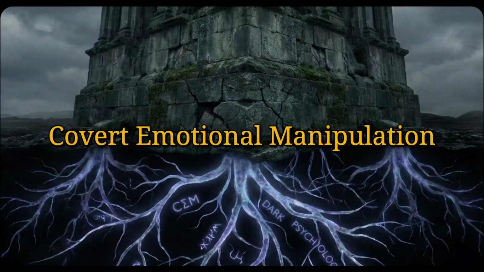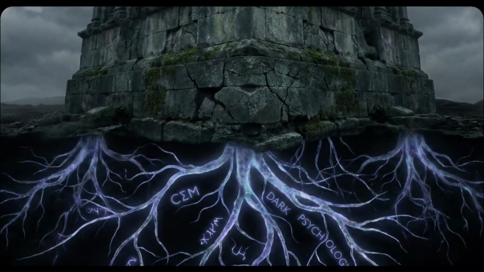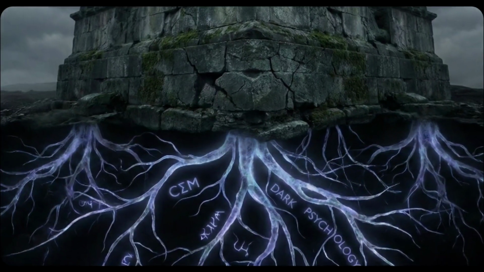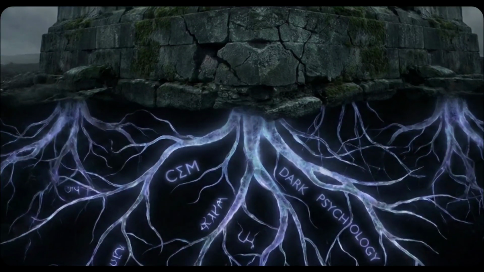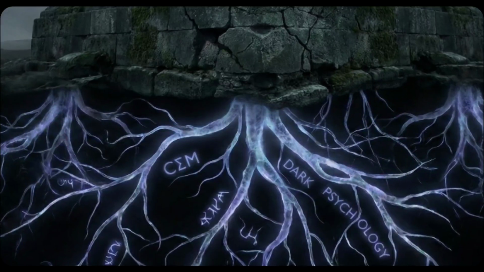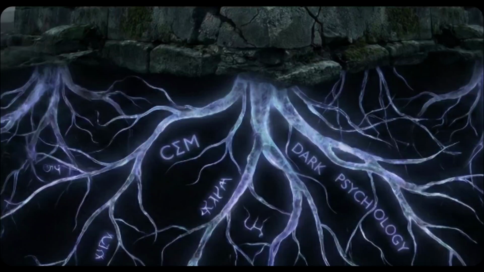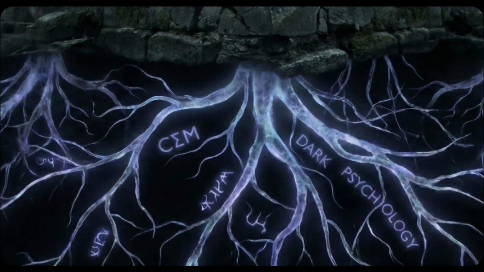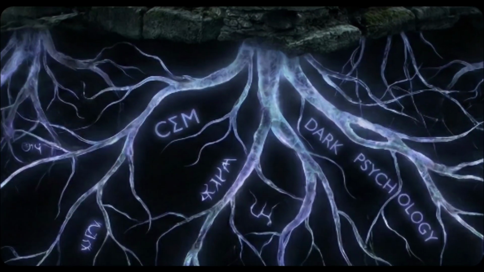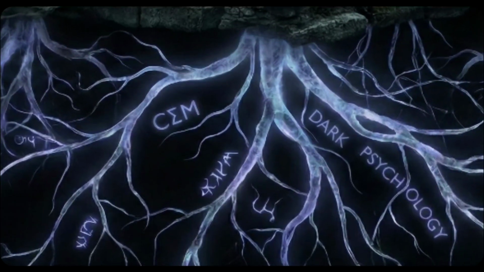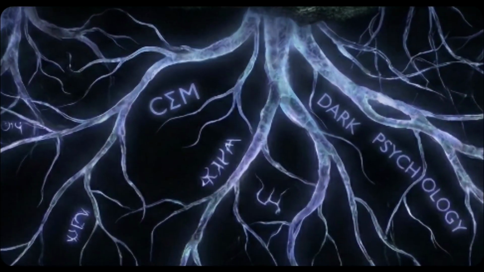What is covert emotional manipulation? Covert emotional manipulation, or CEM, represents one of the most fundamental concepts in dark psychology. This form of manipulation serves as the foundation for many psychological tactics you'll encounter in this field. As we explore the darker aspects of human behavior, you'll begin to recognize the signs of CEM across various contexts. Understanding what CEM actually consists of is essential for grasping how dark psychology operates in the real world.